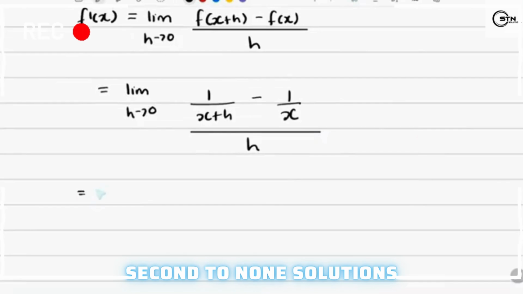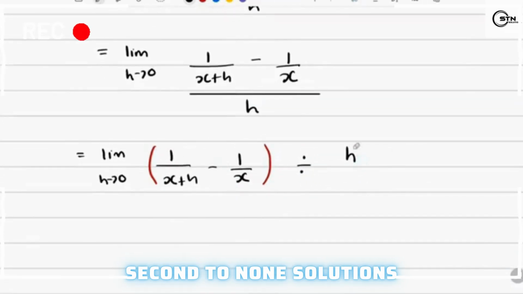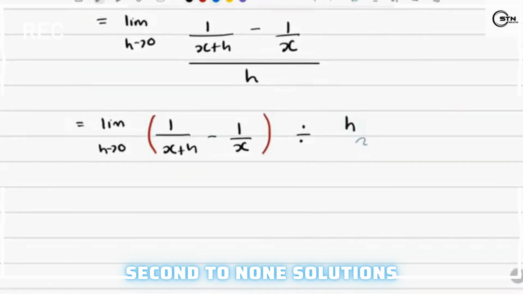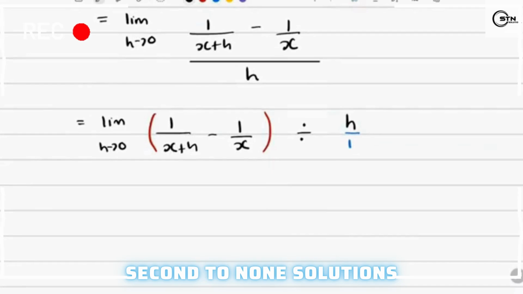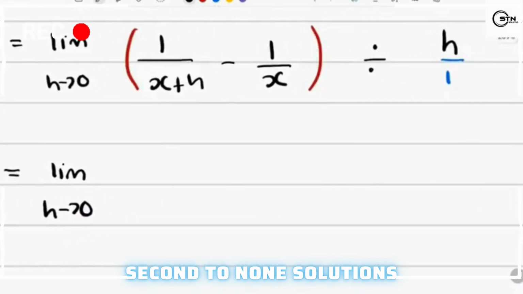Now, this looks quite complicated, and you don't have to write it like that. What you can do is write the numerator as one term. So I'm going to leave that as 1 over x plus h minus 1 over x, and then divided by h. Since these are fractions and h is not a fraction, we can make it a fraction by putting it over 1. Then this is equal to, we're still going to have the limit as h approaches 0. And now we have to work on this fraction.